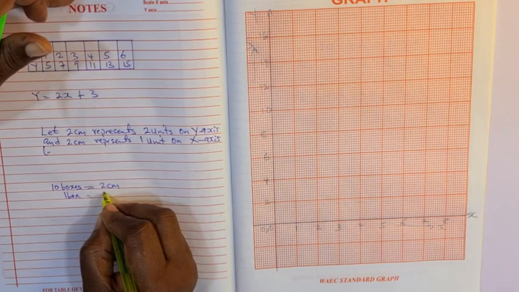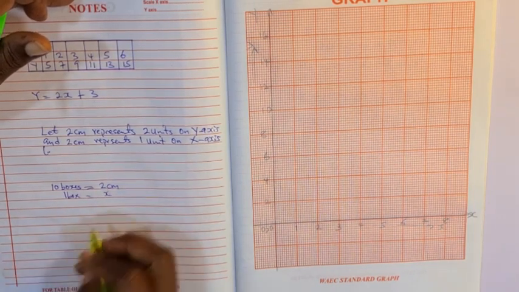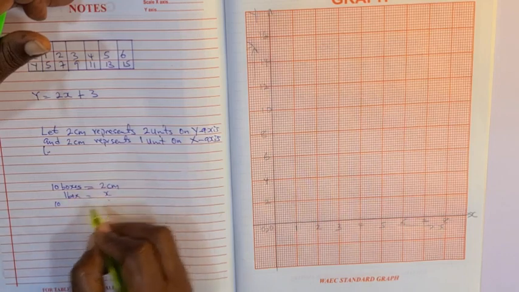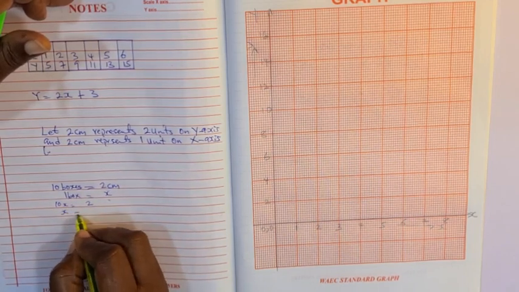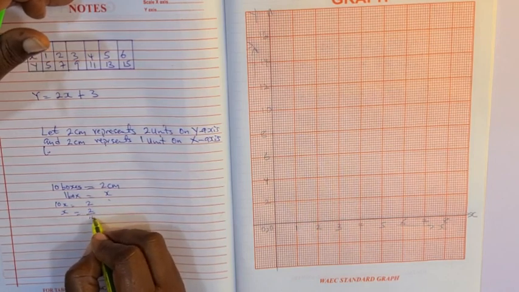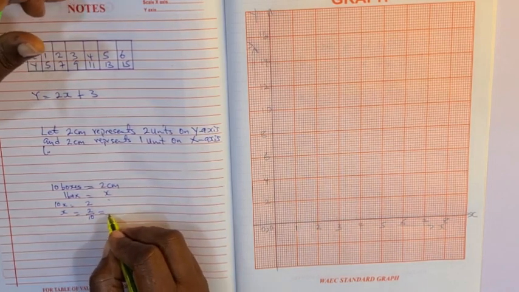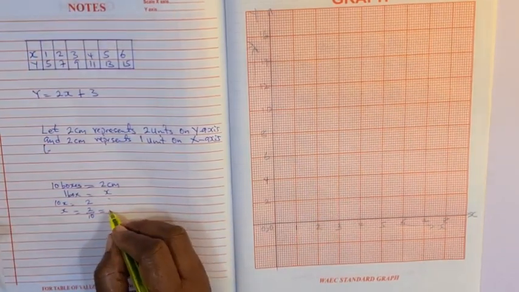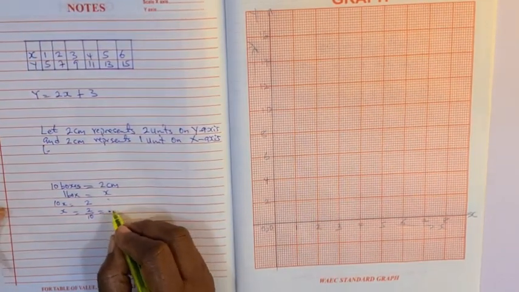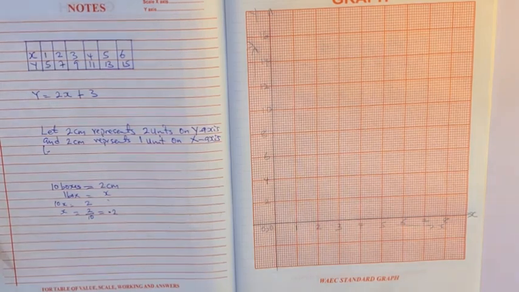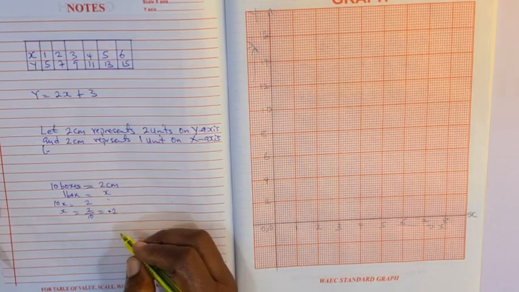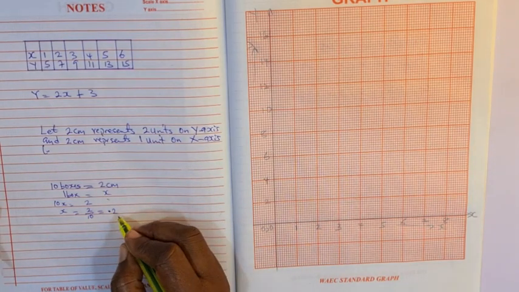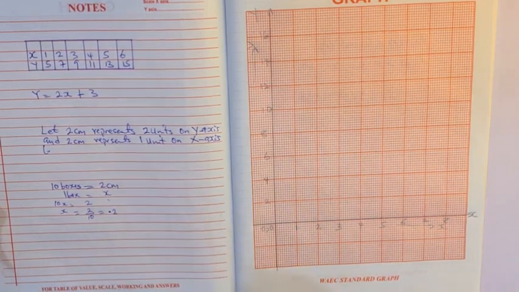One box will be what? You can now call it x. So you now have 10x is equal to 2. Therefore, x is equal to 2 over 10. When you divide this, you have 0.2, because you put 0 here. 10 into 20 is 2. So we have 0.2.